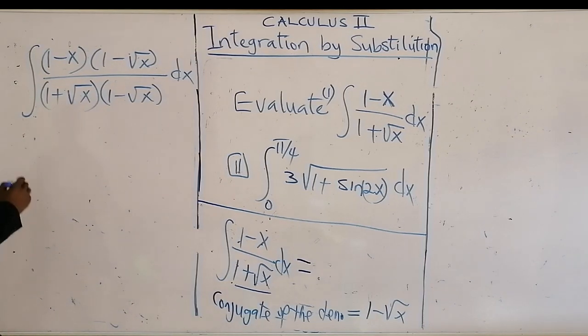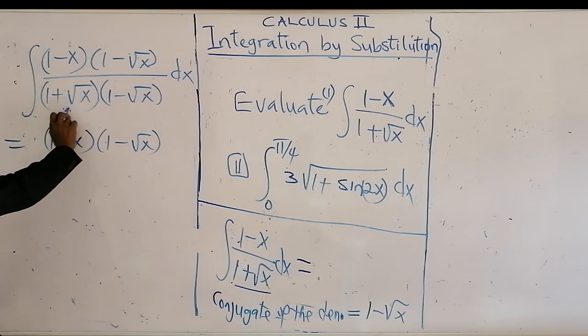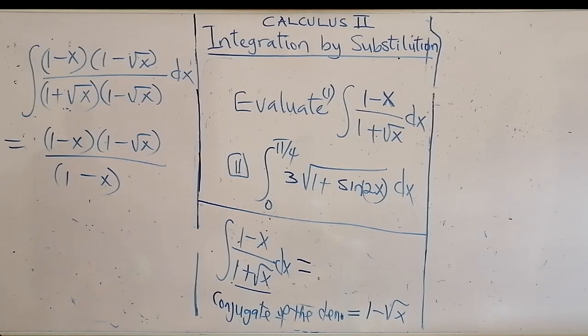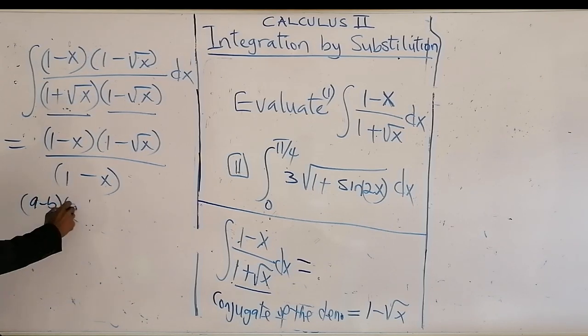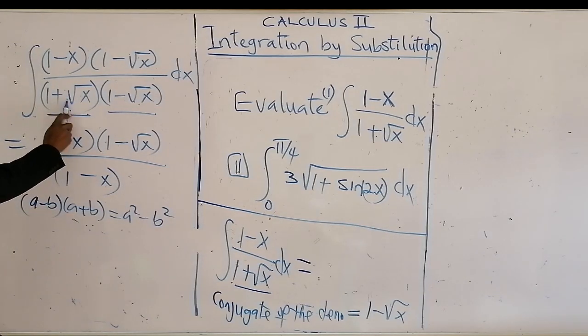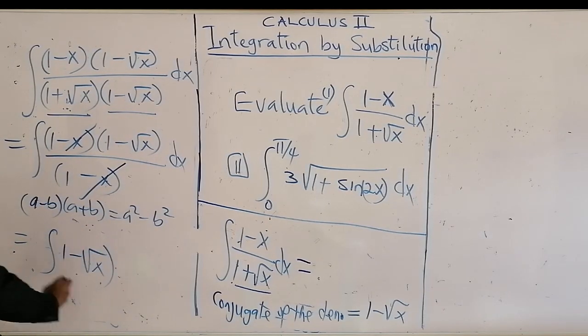If you do that, we're going to have 1 minus this, and then this one is a difference of 2 squares. If you expand this one, you're going to have 1 minus x. Let me quickly chip in: if you have a minus b times a plus b, it's going to give you a squared minus b squared. My b is a square root of this function, so if you take the square of this, it's going to give you this. So this and this cancel, and we just have the integral of 1 minus this dx.